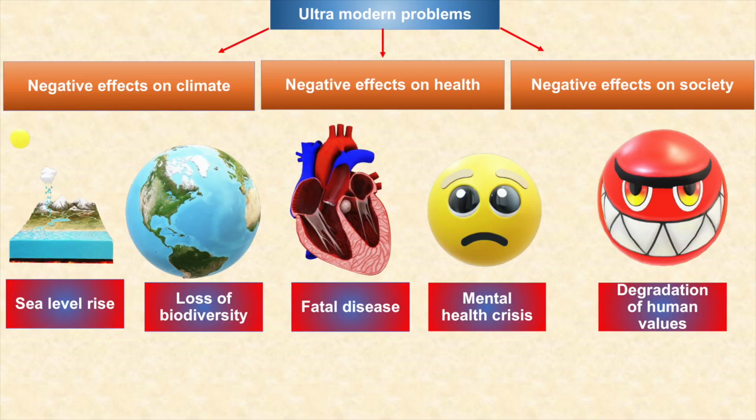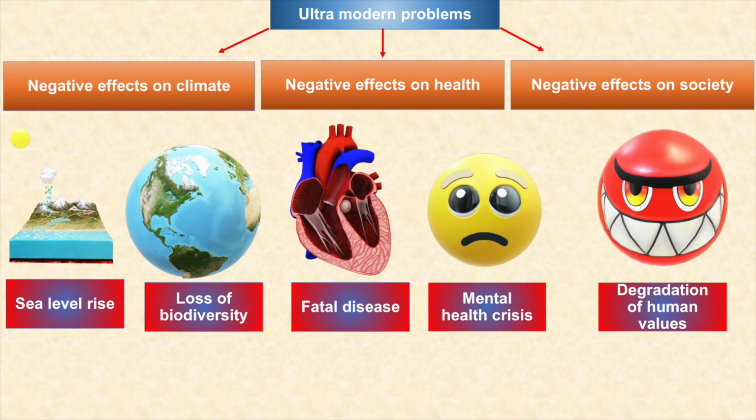Next are the negative effects on human health because of modern science. Currently we are having a lot of fatal diseases, such as heart disease and lung disease. Not only that, the mental health crisis is another big challenge of modern society. So those are the negative effects on health. And what are the negative effects on the overall society? The overall negative effect on society is the degradation of human values. That is a huge problem if we consider the whole society.